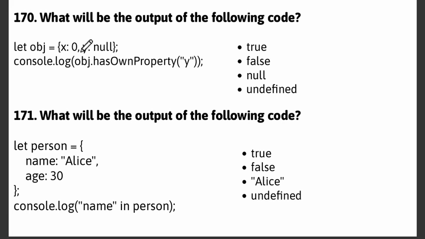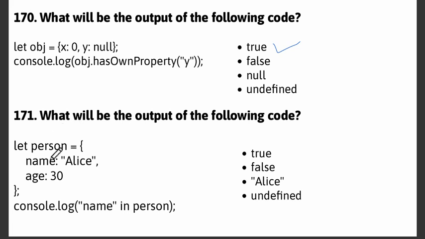Another question, what will be the output of the following code? You can see I have given an object with two properties, x value is 0, while on the other hand y value is null. And I'm going to check inside console.log whether the object has own property y, so it will show me true. It has its own property y, so true is the correct part.